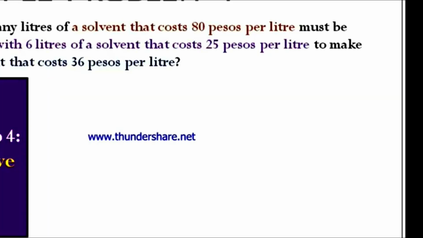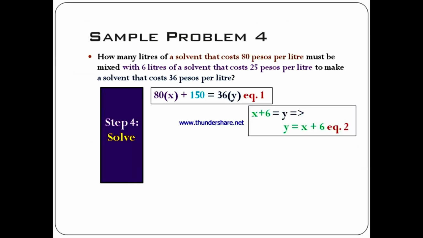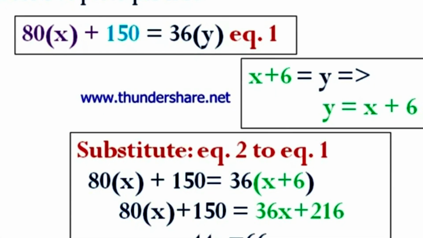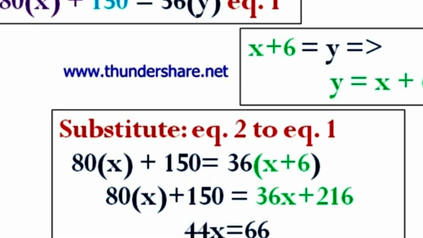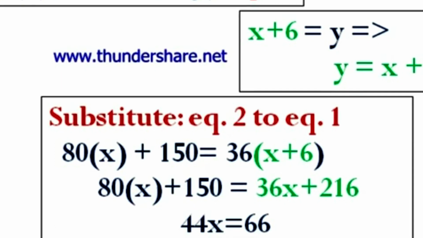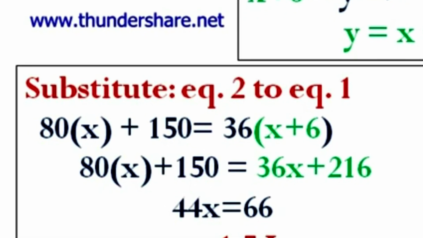Step, solve. Equation 1, 80x plus 150 is equal to 36y. Equation 2, we isolate y. Substitute the value of y to equation 1. 80x plus 150 is equal to 36 times x plus 6. Distribute 36, 36x plus 216.